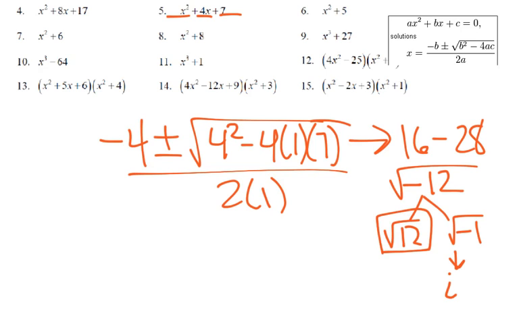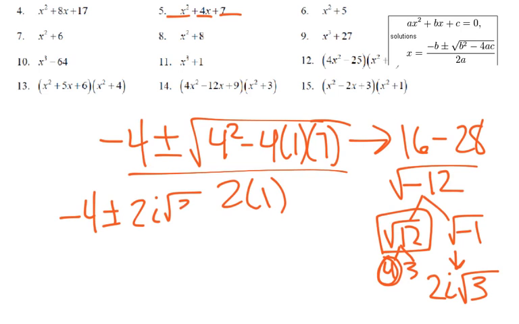Now, the square root of 12. Well, that one's going to be 4 times 3. We know the square root of 4, so it's going to be 2 times i times the square root of 3, because we won't be able to take that out. So we get negative 4 plus or minus 2i root 3, over 2.